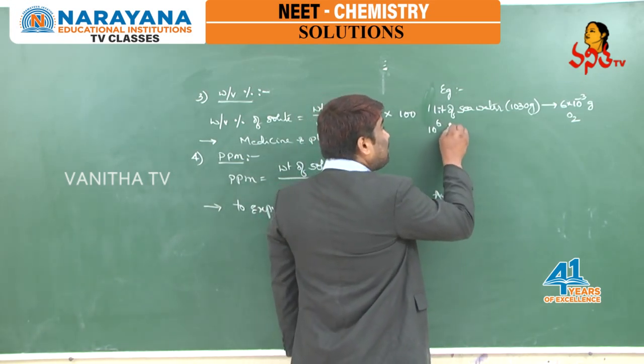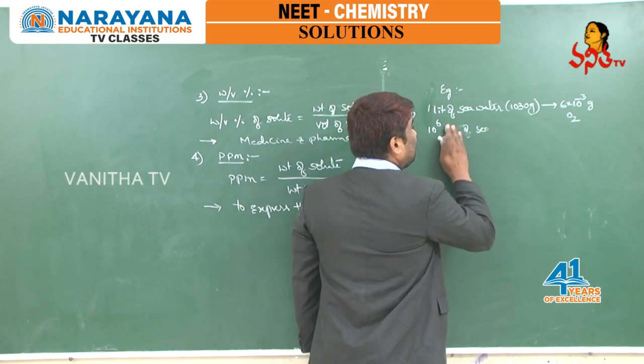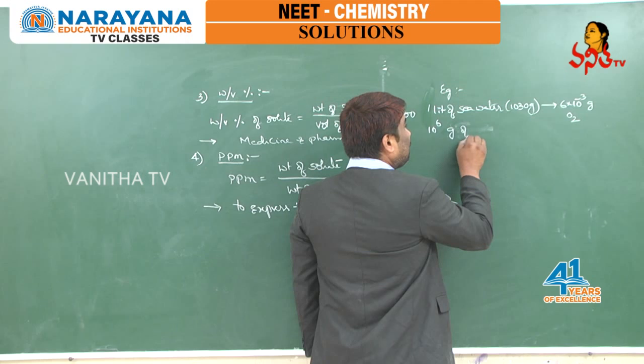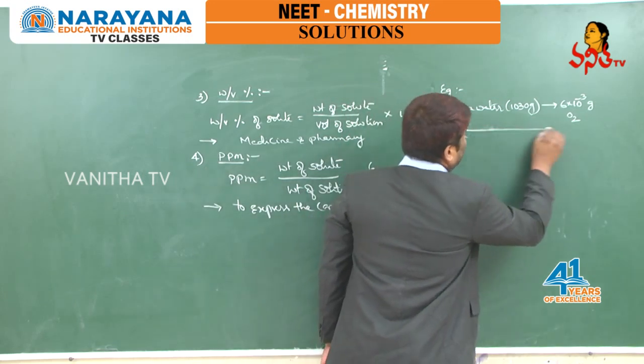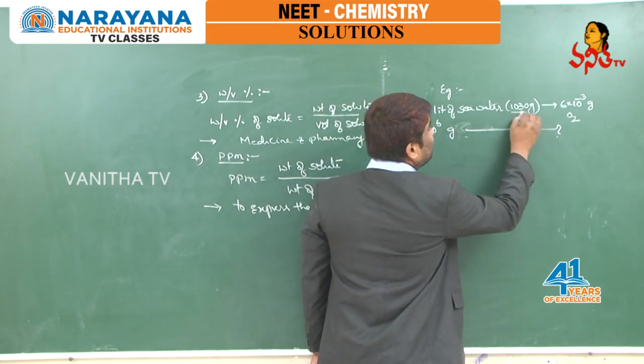Then 10 power 6 grams contains how much amount? 1 liter is 1030 grams.